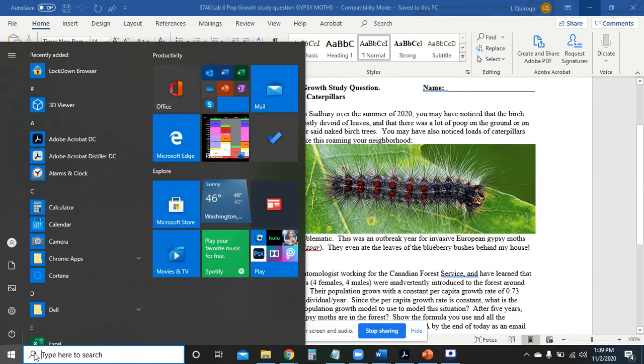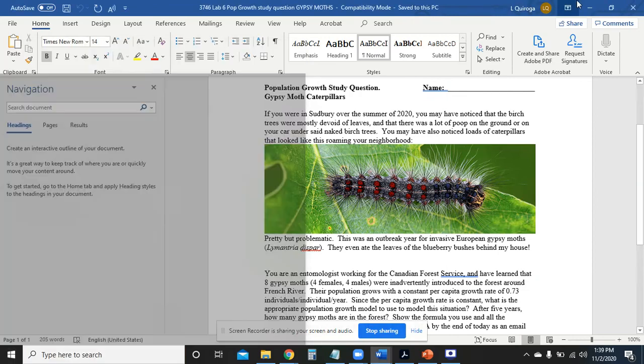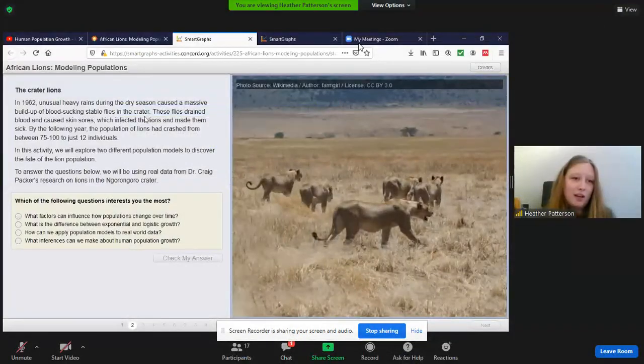So in 1962, unusually heavy rains during the dry season caused a massive buildup of blood-sucking stable flies in the crater. These flies drained the blood and caused skin sores, which infected the lions and made them sick. By the following year, the population of lions had crashed from between 75 to 100 to just 12. So in this activity, we will explore two different population models to discover the fate of the lion population.